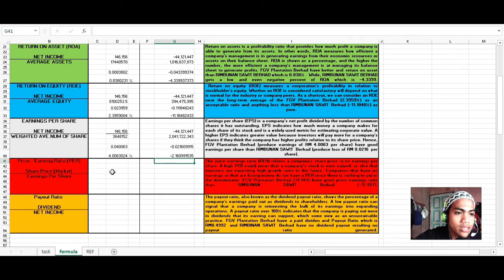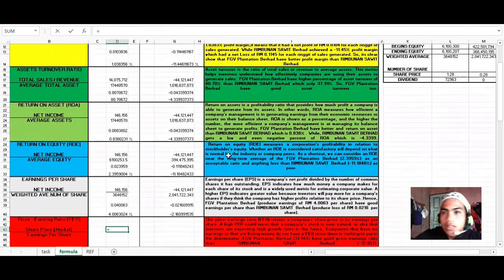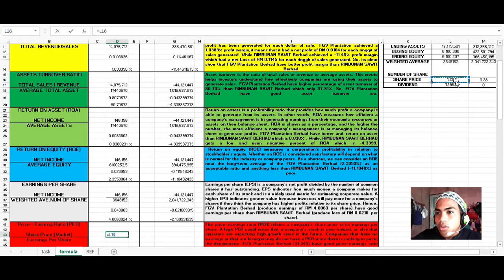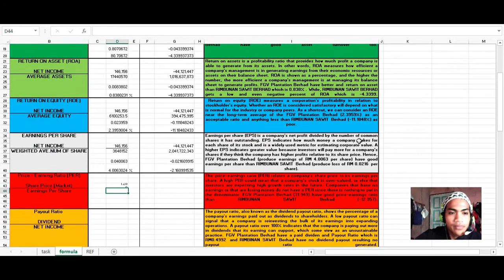The next is price earning ratio. Price earning ratio is share price divided by earning per share. So the share price for FGV is 1.28. For earning per share we take from the previous ratio, and then we need to divide it. Share price divided by EPS. So we get 31.